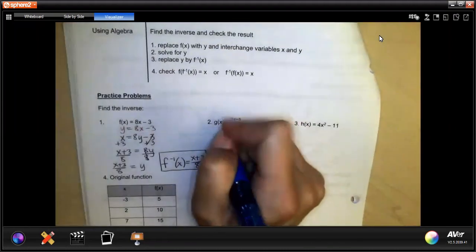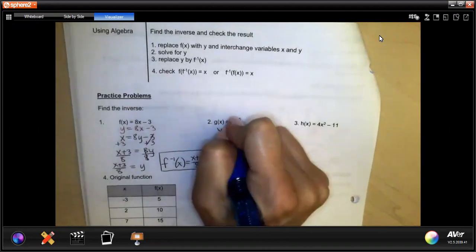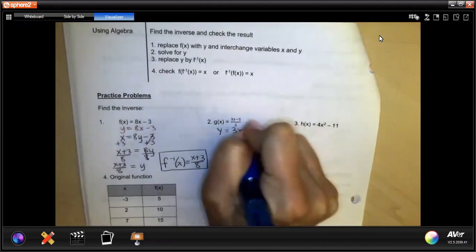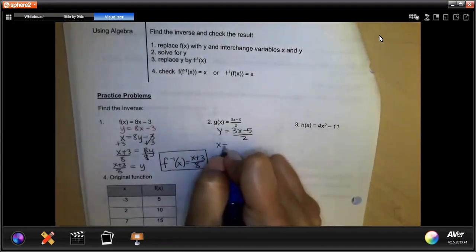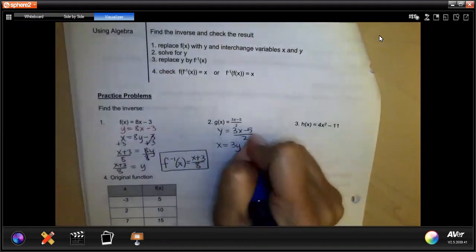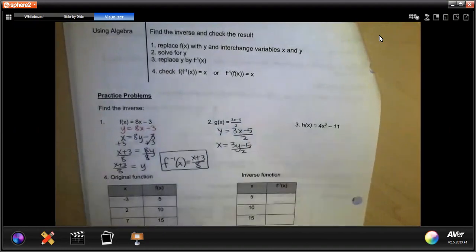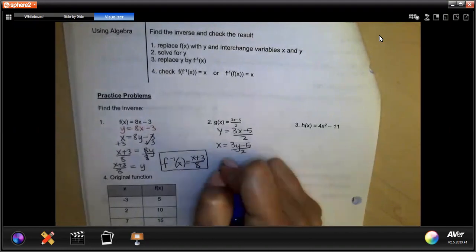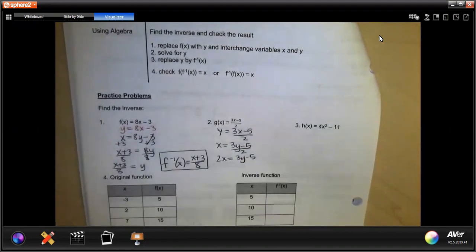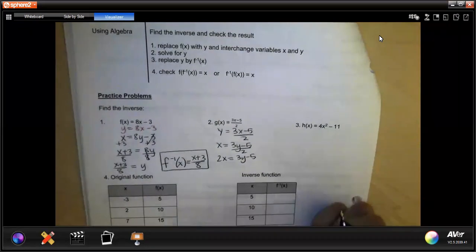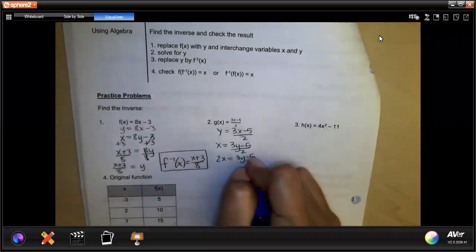All right, step 1, I switch that to a y so that I have a y written there. I switch my x and y, so I get x equals 3y minus 5 over 2. I need to get rid of that 2. So we cross multiply and we get 2x equals 3y minus 5. I need to get rid of the 5. To get it to the other side, we add 5.